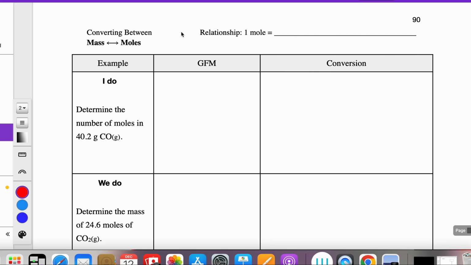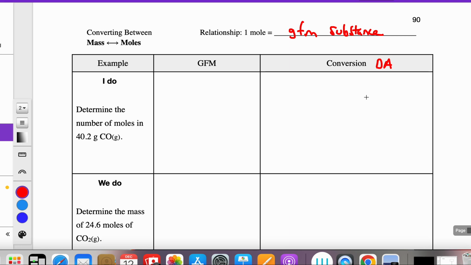Page 90, and we're going to look at the process of how to simply convert between the mass of a substance and the number of moles present in that substance. So the big idea here is that 1 mole of a substance, when we place it on a digital balance, the mass that's going to read out is going to be equivalent to the GFM of the substance. The conversion is always done as dimensional analysis.